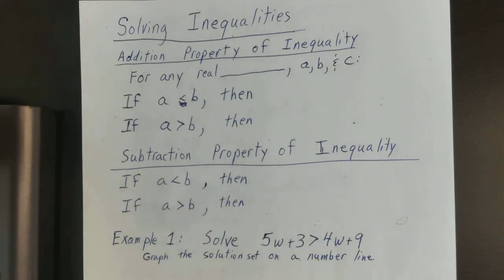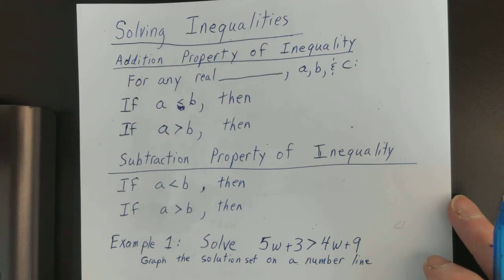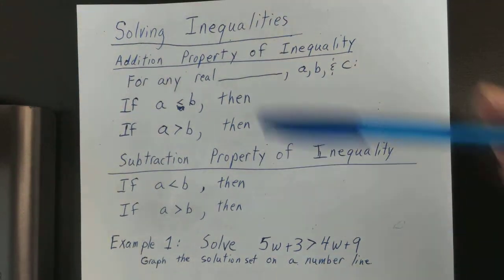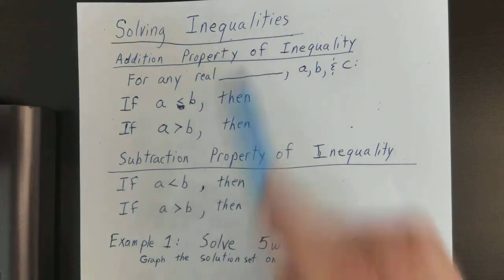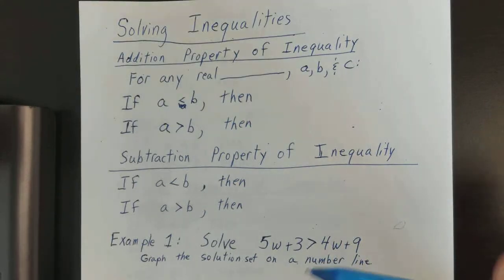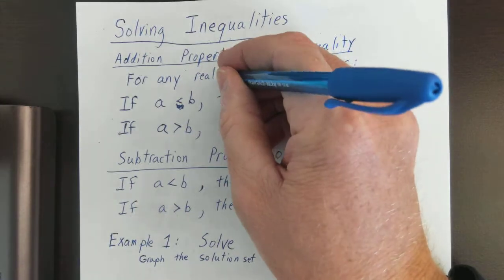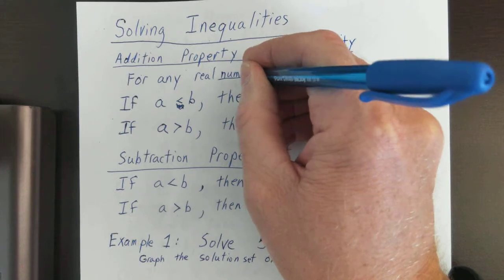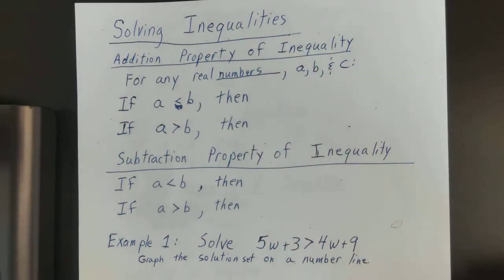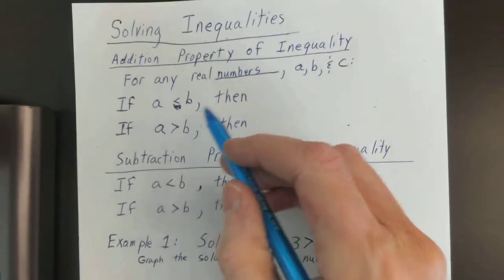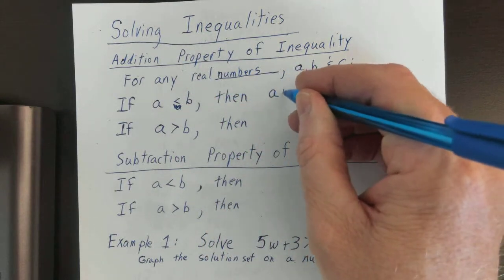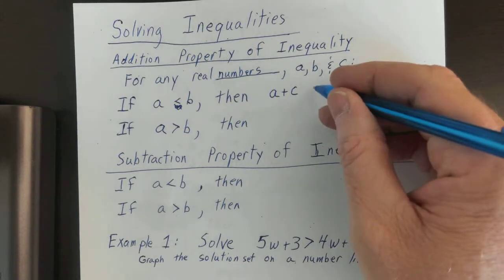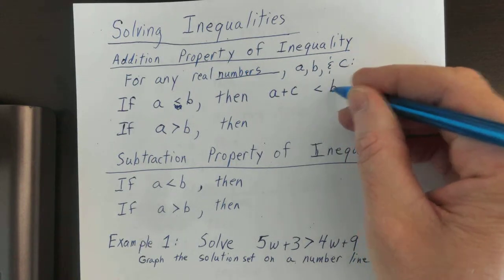Hi everyone. We are solving inequalities, and we're going to go through some properties and some examples. The first property I have is the addition property of inequality, and for any real numbers A, B, and C, if A is less than B, then A plus C is less than B plus C.